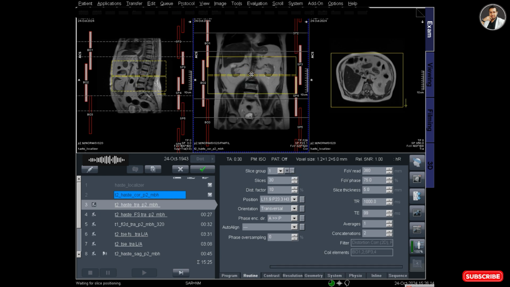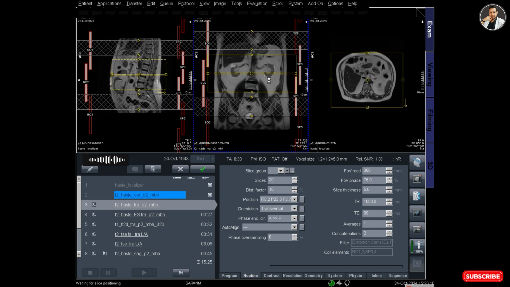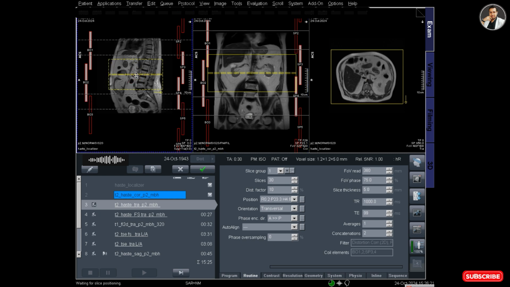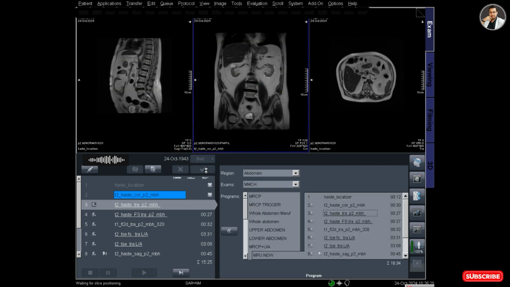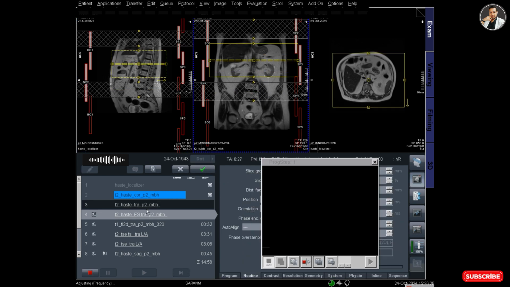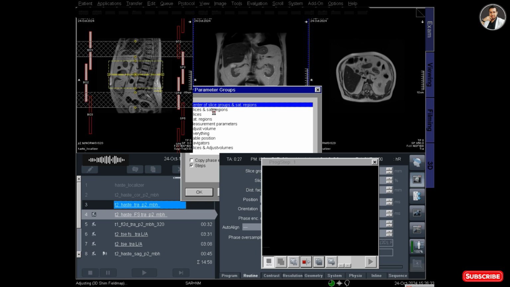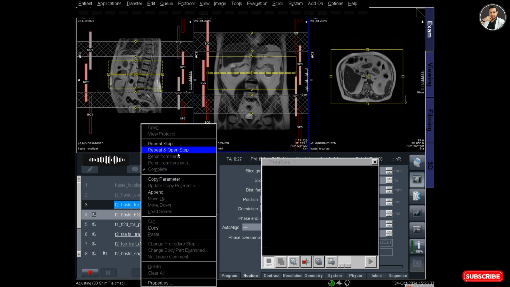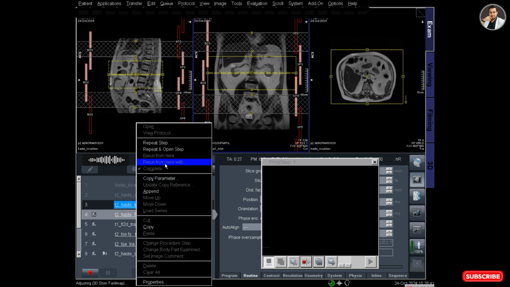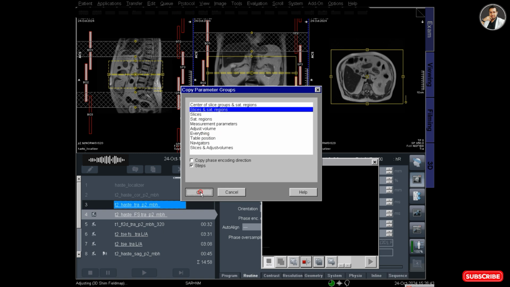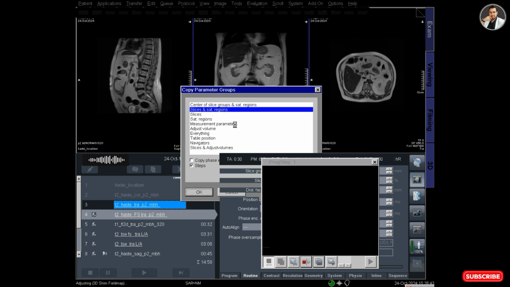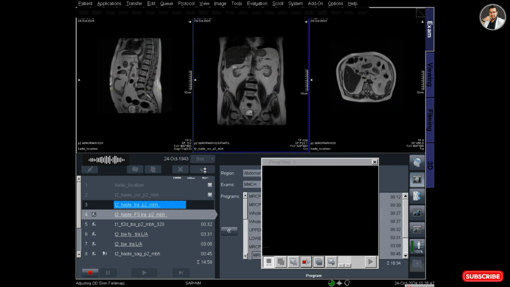Now I am planning for the T2 HASTE transverse breath hold, and for this I am planning on the coronal image, and this planning is covering the whole kidney and mid 2/3 of the ureter. And now I am copying the planning for T2 HASTE fat set axial from the T2 HASTE axial, and these are breath hold protocols.